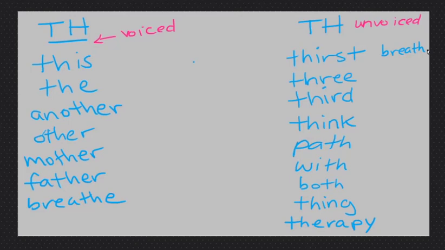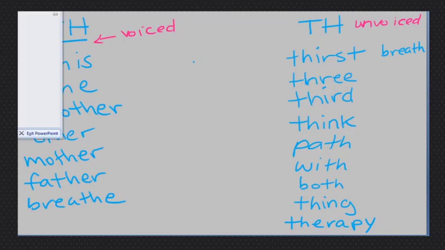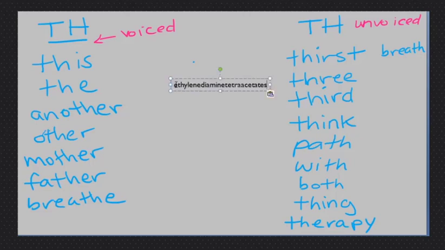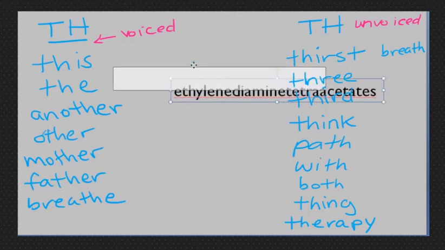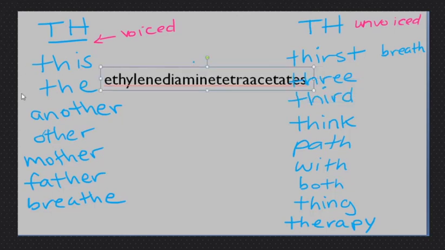Okay. 28 letter. Let me read this. I need to look at the chat to read. Okay. Ethylene, diamine, tetra, okay. I'm going to copy and paste. Oh no. Did I move it? Let's see. Here we go. Just for fun. Oh no, can I paste? Okay, here we go. Well, just for fun, let's say this word.